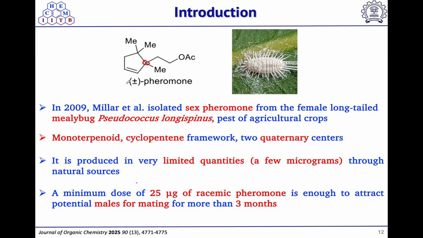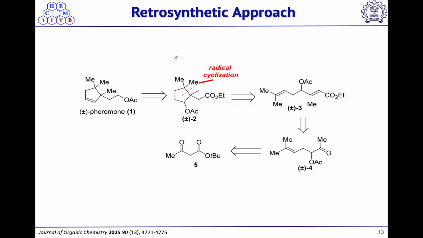First we will see the retrosynthetic analysis, how we can plan it, and we will see some forward synthesis also. This is the retrosynthetic approach slide. Here you can see the plus minus pheromone. This we could get from this plus minus 2. This is a racemic synthesis.